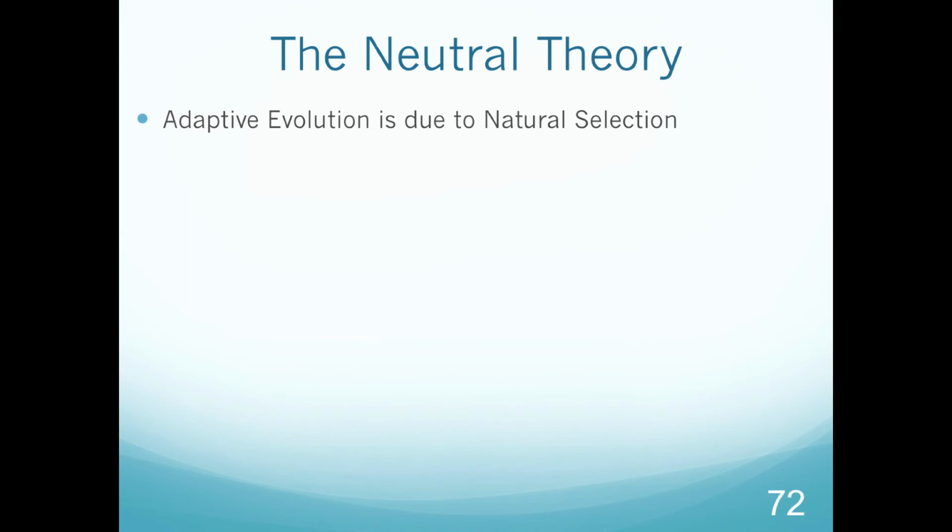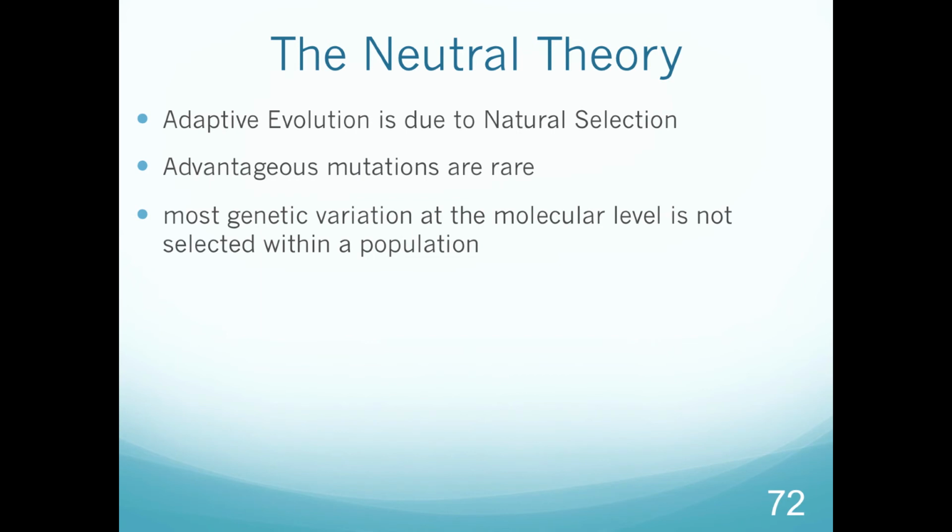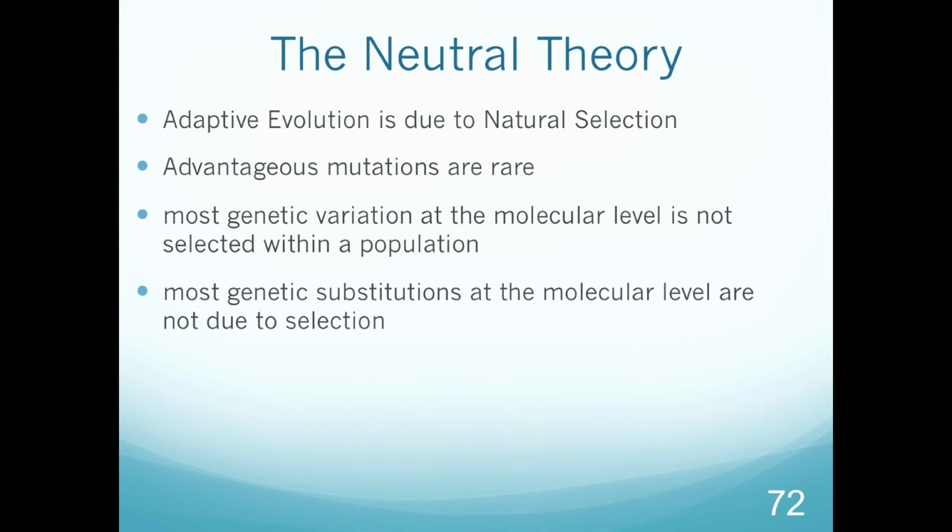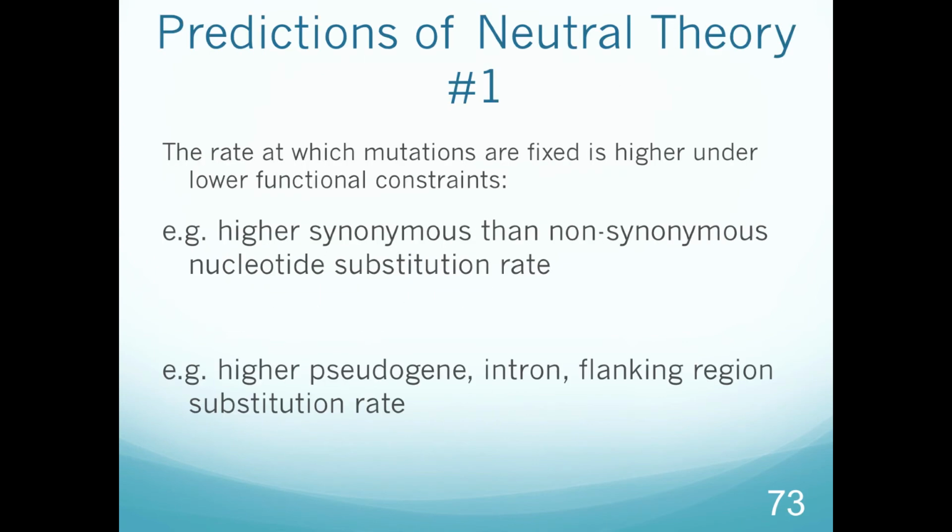So, the neutral theory does not de-emphasize the importance of selection. It still says that all adaptive evolution is due to natural selection. But it says that advantageous mutations are rare, and most genetic variation at the molecular level is not selected within a population. So most genetic variation is neutral and therefore only subject to genetic drift. Most substitutions are also not due to selection.